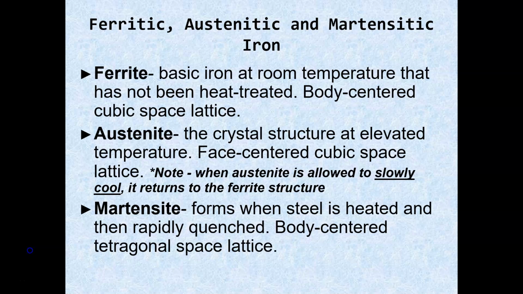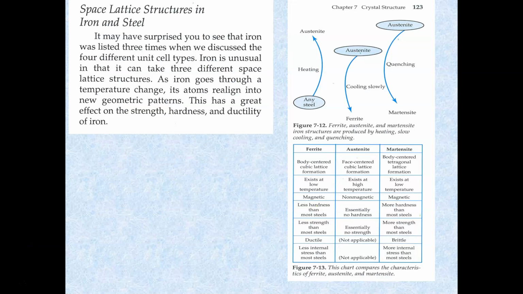Martensite forms when the steel is heated and then rapidly quenched. Quenching in water, oils, salt water, and we'll talk about quenching mediums in upcoming chapters. It has a body-centered tetragonal space lattice. So take a look at chart 7-13 in your book for the properties of the three basic forms of iron. Iron and steel assume different properties when they're heated and cooled, depending on what application we want to use the metals for.